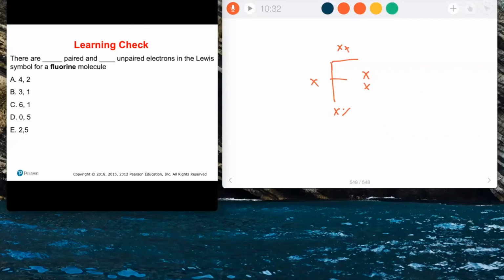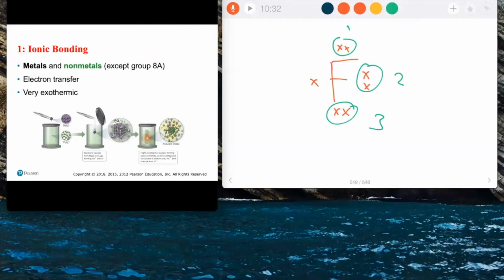It is in group 7A, which means we have dash paired. We have 1, 2, and 3 paired, and 1 unpaired electron. Should be 1 here, 1 unpaired electron. The correct answer is B, 3, which is still the same. So you should know the paired and unpaired electrons.